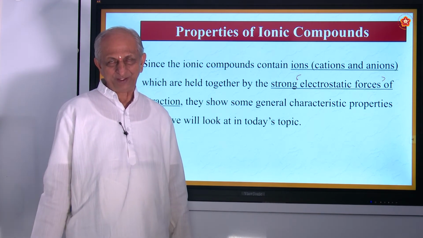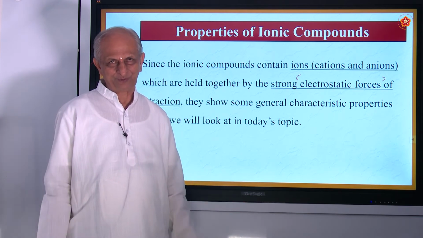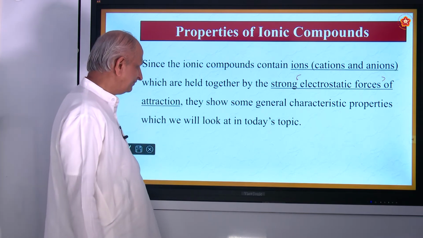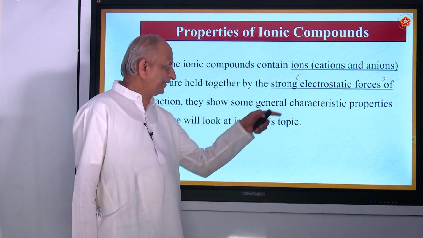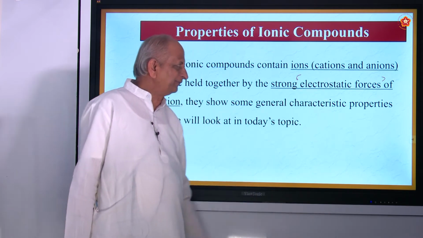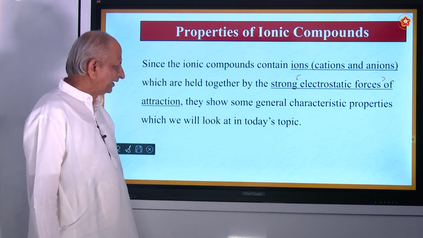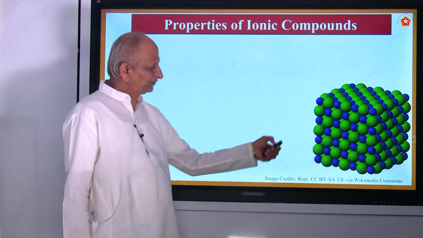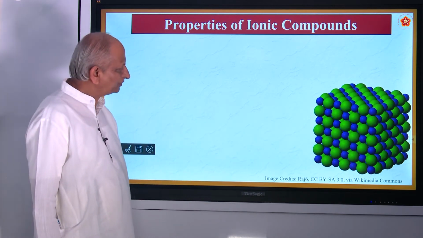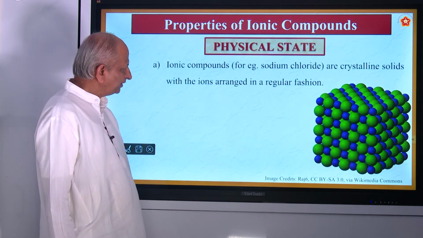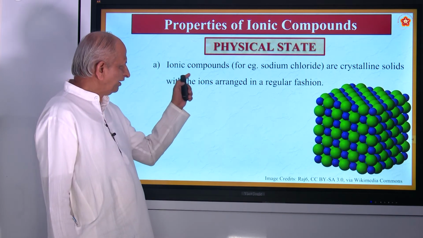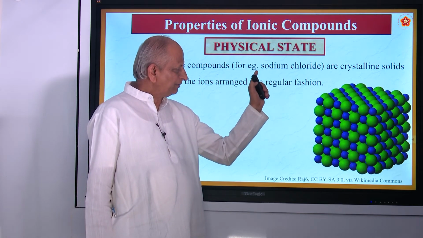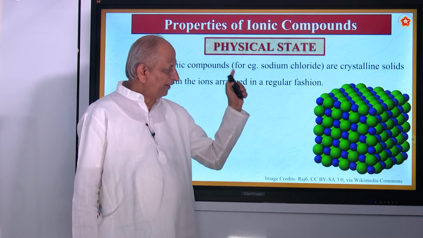In nature, we see so many types of forces. We say magnetic force, gravitational force. Like that, in the ionic compound, we find an electrostatic force between what? Cations and anions. Okay. So this is what is called lattice formation of sodium chloride. Physical state: ionic compounds like sodium chloride, sodium carbonate, potassium chloride, copper sulfate, etc.